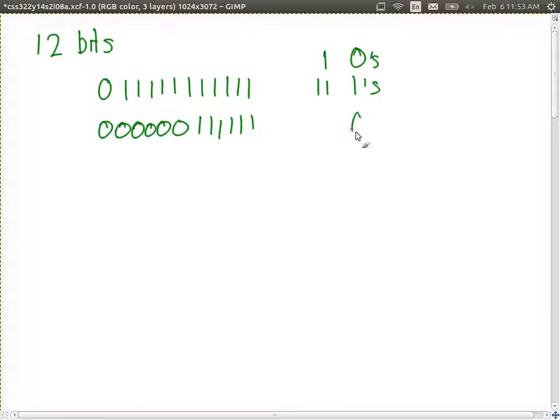How many zeros? How many ones? All right, half and half. Good. Random? No, we may say no. There looks to be some structure.